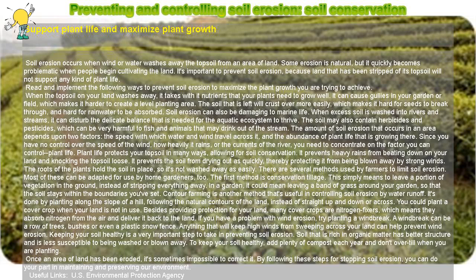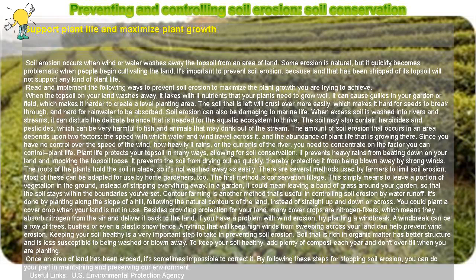Soil erosion can also be damaging to marine life. When excess soil is washed into rivers and streams, it can disturb the delicate balance that is needed for the aquatic ecosystem to thrive. The soil may also contain herbicides and pesticides, which can be very harmful to fish and animals that may drink out of the stream.